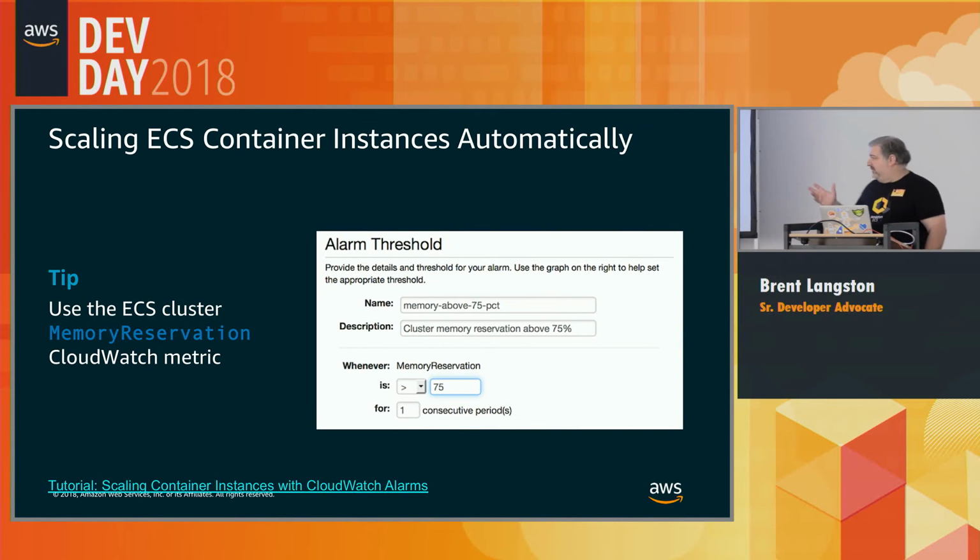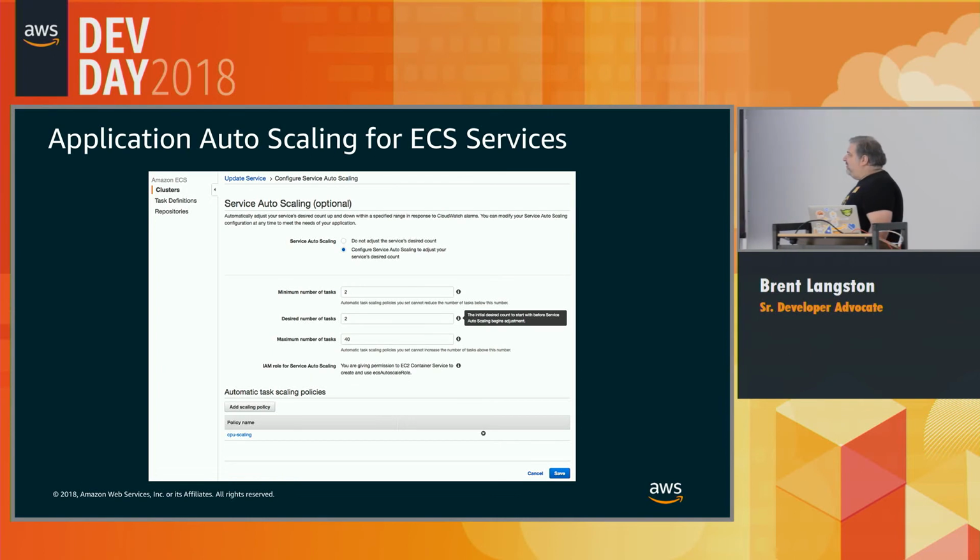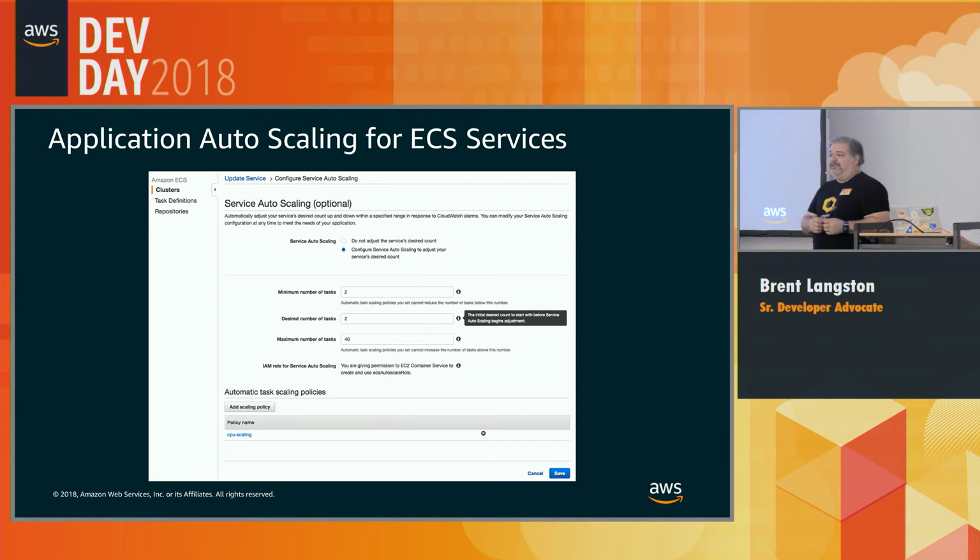So this is what it looks like for scaling above 75% memory threshold. It's really, really simple. When memory reservation is above 75% for probably more than one consecutive period, scale up. Application auto-scaling means scaling the containers, so scaling the service definition. As you're building a service, you can define, you see up at the top, auto-scaling, and then the minimum number of tasks, the desired, and the maximum number of tasks. Just like with instances, minimum, desired, maximum, this is for containers, minimum, desired, and maximum. And it's tasks. So a task might be multiple containers.